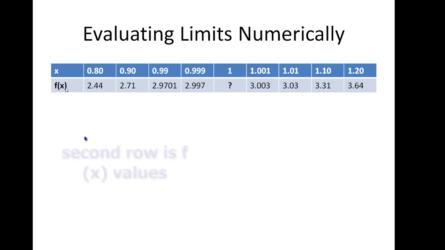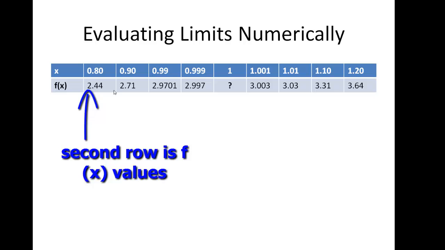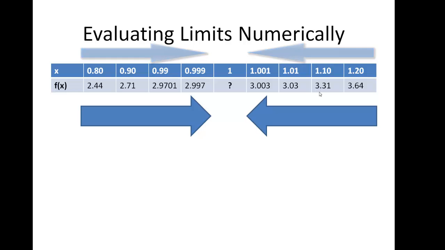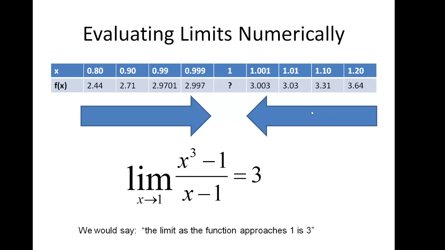So when we evaluate f of x at these values of x, we start to see a pattern. When we look from the left-hand side, we can see the numbers steadily increasing, getting closer to what looks like 3. Let's confirm that by going down from the right side. Now the numbers are steadily decreasing, but they appear to be converging on the number 3. This is clear enough evidence to see that the limit as x approaches 1, as we go from both the left-hand side and the right-hand side of the function, is 3.